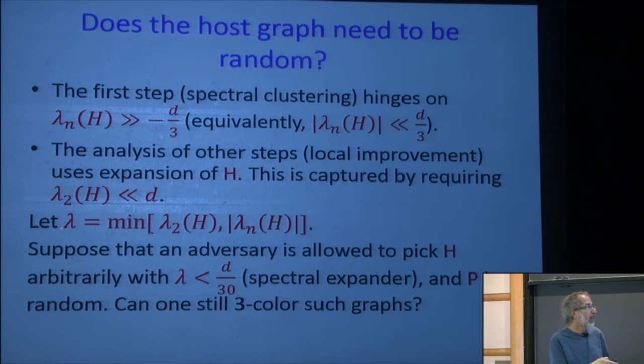So if we look at lambda as the minimum of the second largest eigenvalue and the absolute value of the most negative eigenvalue, then suppose that the adversary is allowed to pick an arbitrary expander H, not random anymore, worst case, but under the condition that this second eigenvalue is small, much smaller than the first one, which is d, so smaller than d over 30. So some spectral expander, and let's keep the planted coloring random. Can one still three color such graphs? So that's the first question that we ask ourselves.